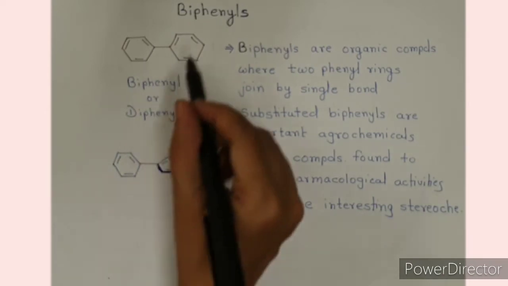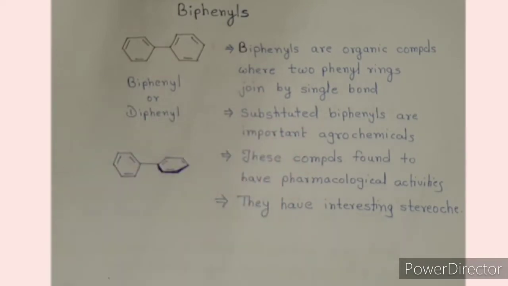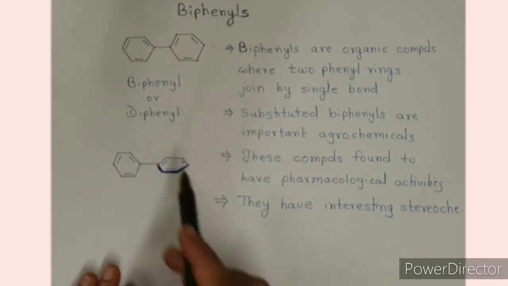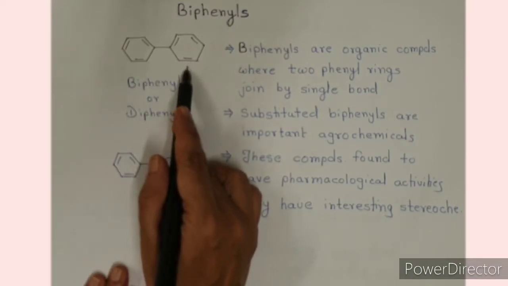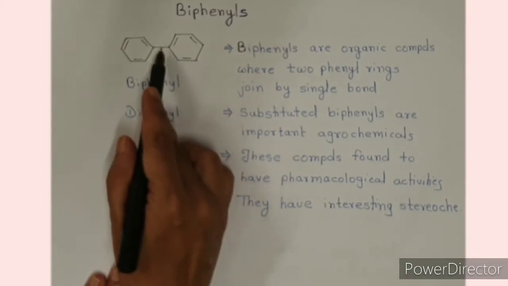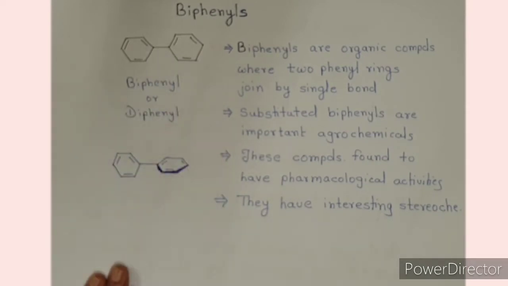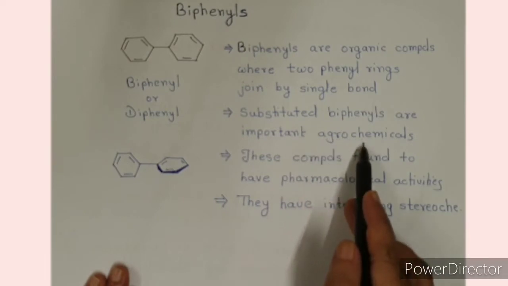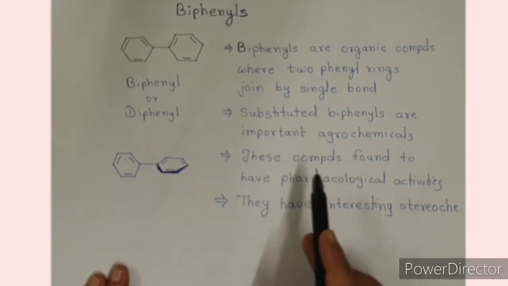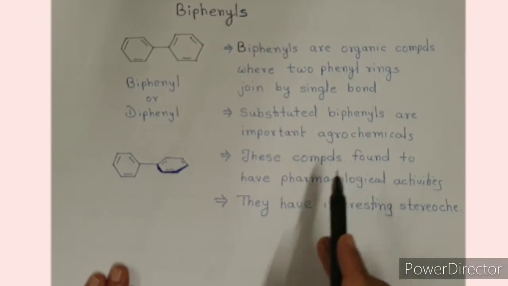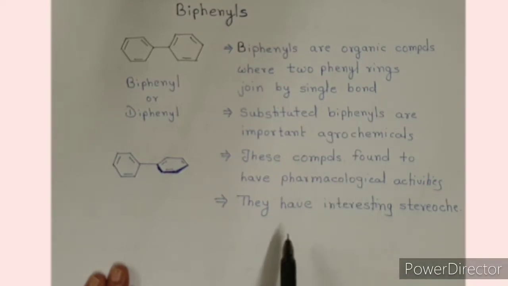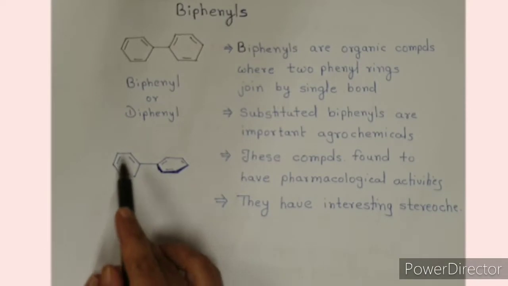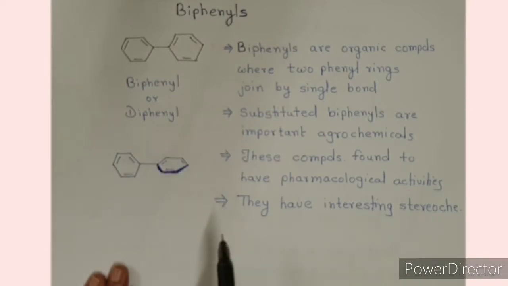discuss IUPAC nomenclature of biphenyls. So let us first see what are biphenyls. Biphenyl is an organic compound where two phenyl rings are joined by a single bond. Substituted biphenyls are important agrochemicals. Some of these compounds have been found to have medicinal values, and these compounds have interesting stereochemistry. In this video, we'll see how to name these compounds.